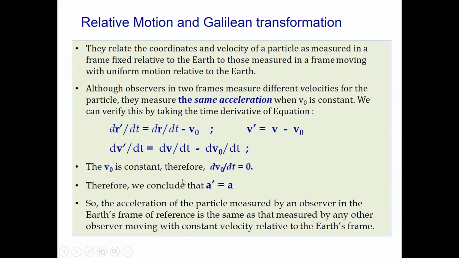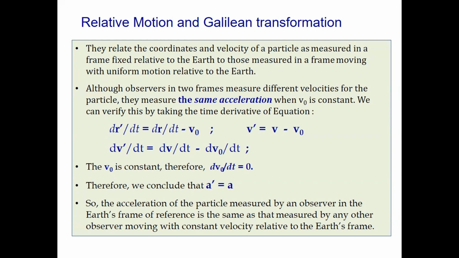What do they do? The linear transformations relate coordinates and velocity of a particle as measured in a frame fixed relative to Earth, to those measured in a frame that is moving with a constant or uniform motion. So although the observers in the two frames measure different velocities of the particle, they measure the same acceleration. That is what we are going to observe now.